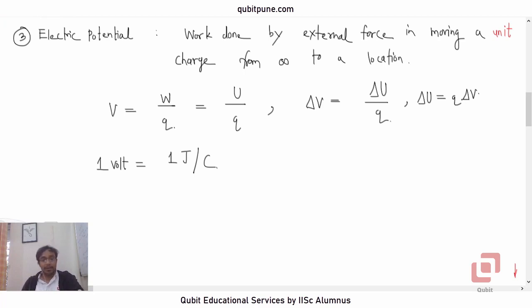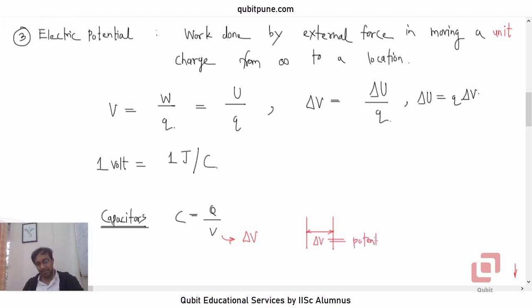Okay. Now there is one more point. In the analysis of capacitors, we'll come to that later, but I just want to mention one thing here. When we say that the capacitance C is Q by V, here by V we mean delta V. What is delta V here? It is the potential difference between the plates of the capacitor. That delta V is what we are referring to, and we often call this potential difference.